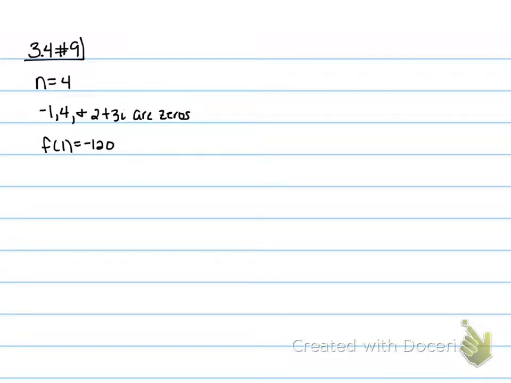All right, so I see that n is 4, which means it's a 4th-degree polynomial, which means it has 4 zeros, which means my largest exponent at the end is going to be an x to the 4th. But I noticed they only gave me 3 zeros. So again, the first thing I'm going to do is find all of my zeros.